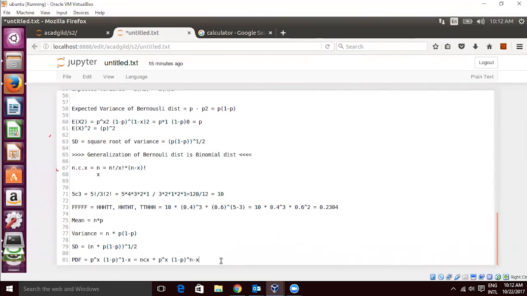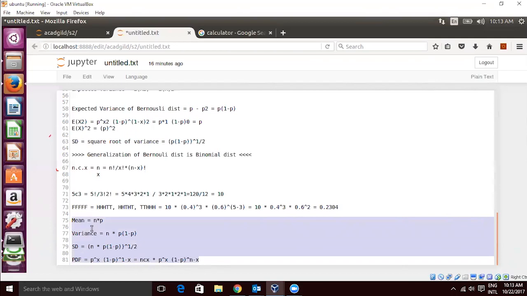So now we have to calculate the mean. Anyway, we already calculated the mean, variance, and standard deviation of a distribution, where the mean is n into p, the variance is n into p into 1 minus p, and the standard deviation is the square root of variance. Simple. So when someone asks you to compare a Bernoulli distribution and binomial distribution, you can say in a single word: the generalization of Bernoulli distribution is nothing but a binomial distribution.